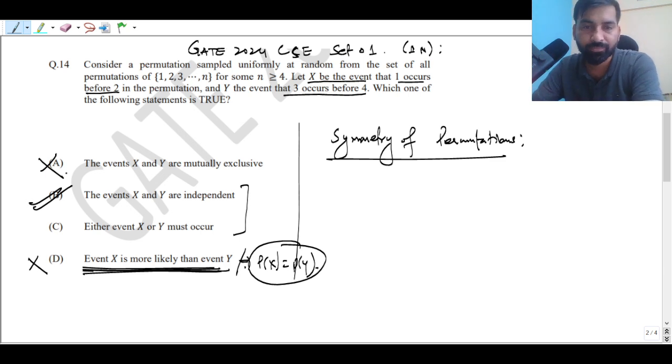Please do remember. And what is the meaning of this: either X or Y must occur? Either event X or Y must occur. What is the meaning of this? So in every permutation either 1 is before 2 or 3 is before 4, which is not necessarily true. Remember this, because both events might not occur in a single permutation.